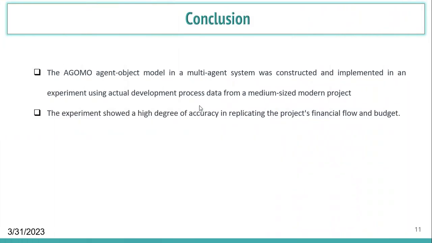At last, the conclusions of this paper: the AGOMO agent object model in a multi-agent system was constructed and implemented in an experiment using actual development process data from a medium-sized modern project, and the experiments showed a high degree of accuracy in replicating the project's financial flow and the budget.